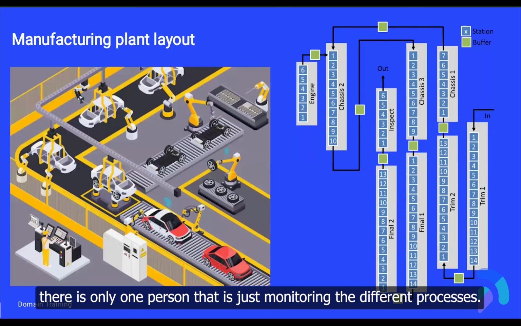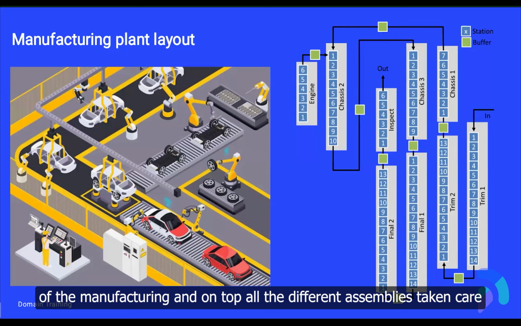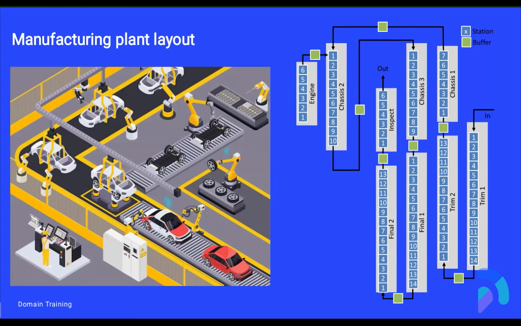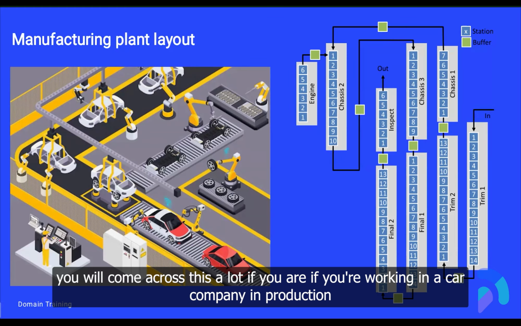So if you see on the left, there is only one person that is just monitoring the different processes of the manufacturing, and on top, all the different assemblies are taken care of by the robots. On the right, you see the actual plant layout. You will come across this a lot if you're working in a car company in production.